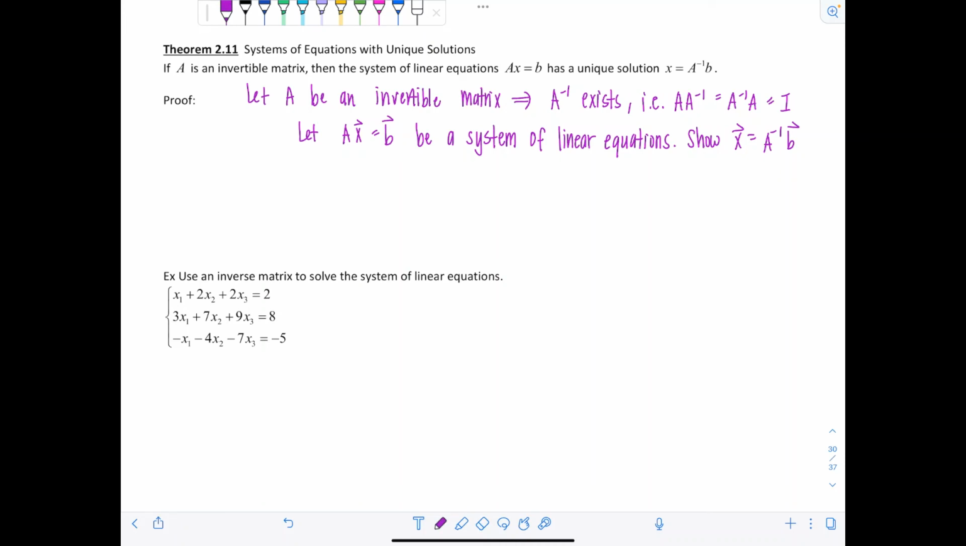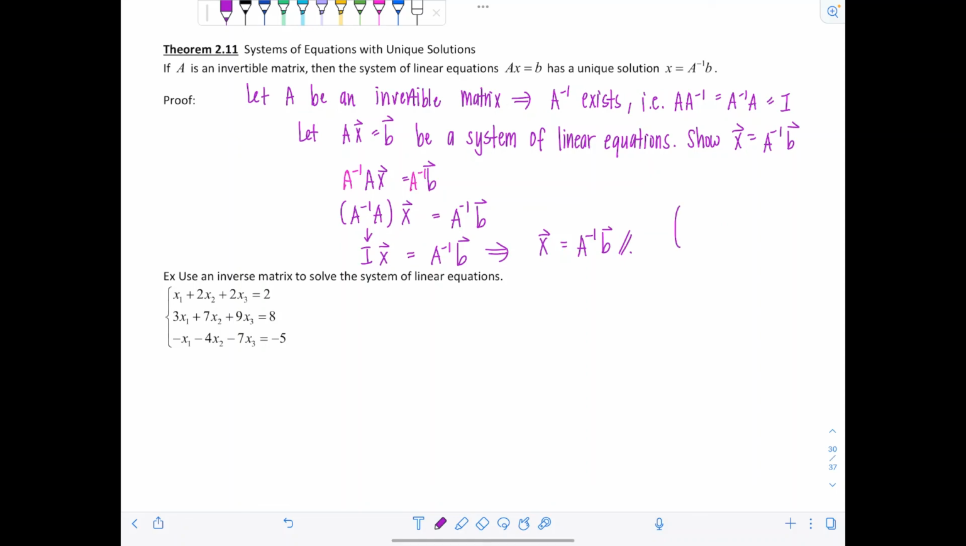So what do we have? We have AX equals B. I'm going to multiply again on the left by A inverse. And then we're pretty much following the same process we've been doing earlier. A inverse times A times X equals A inverse times B. So we have identity matrix times X equals A inverse times B, which gives us the desired result that X is equal to A inverse times B.